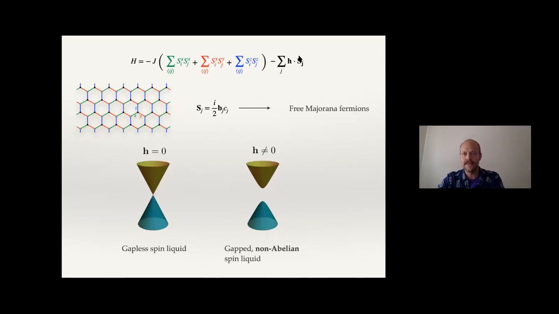When one adds this magnetic field term back in, you find that the gapless spin liquid becomes gapped and realizes the non-Abelian Ising topological order, at least when the coefficients of these 3 terms are tuned to be equal.